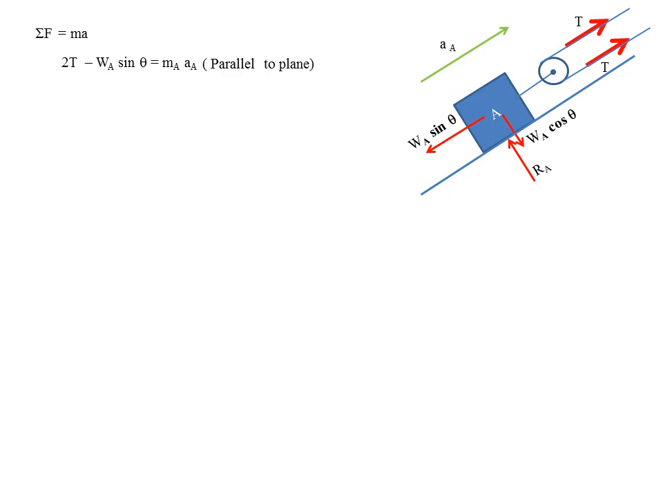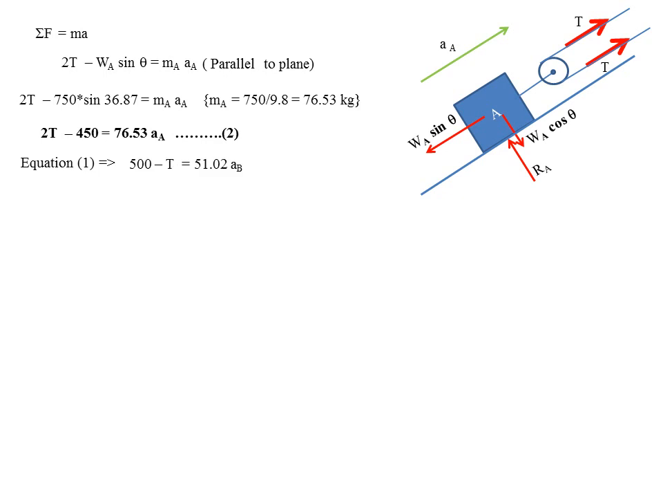Now I am redrawing the free body diagram of A here. Resultant force is equal to mass into acceleration. So 2T is positive and WA sin theta is negative, equal to mass of body A into acceleration of body A. It is parallel to the plane. So 2T minus WA, we already know 750, into sine 36.87 equal to MA into AA. Now MA is 750 divided by 9.8, which is 76.53. So 2T minus 450 equal to 76.53 into AA, which is equation 2.